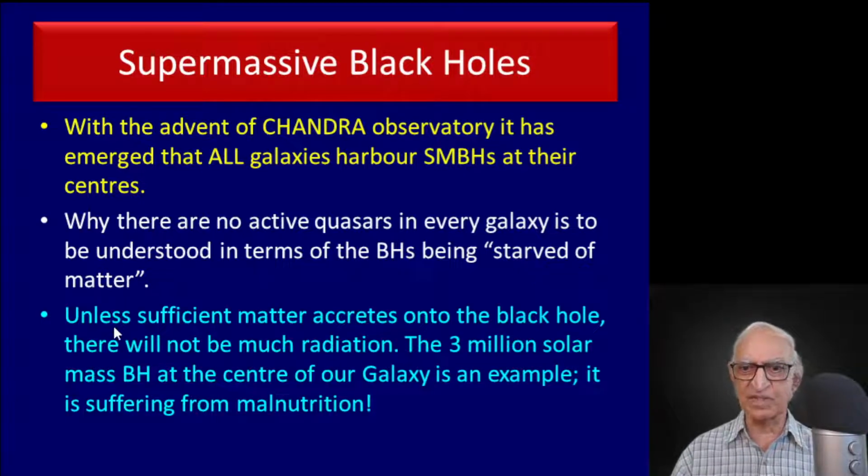So, to repeat again, unless sufficient matter accretes onto the black hole, there will not be much radiation. The 3 million solar mass black hole at the center of the Milky Way galaxy is an example. As one astronomer said, it is suffering from malnutrition. It isn't being fed enough for it to function as a quasar.